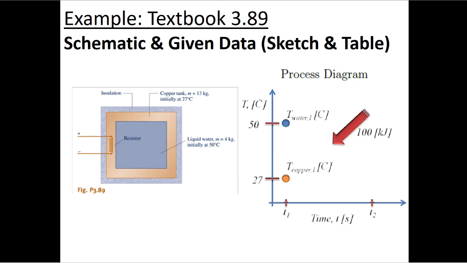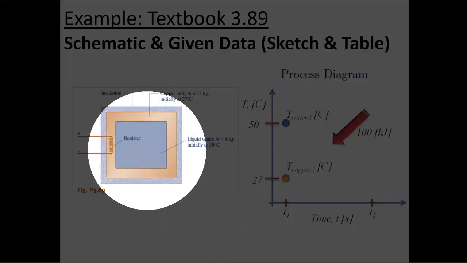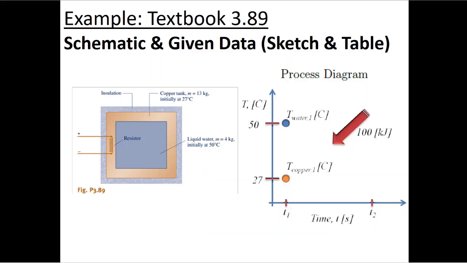So here I have my system, which is perfectly insulated. That's, I guess, what this speckled border is around my system. I have a resistor, which is heating up the copper, and then I have liquid water on the inside. So this is like an electrical heater, right?